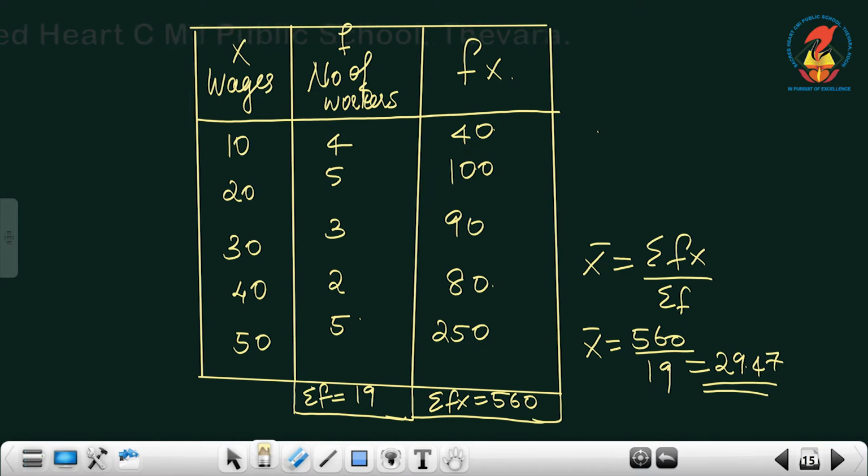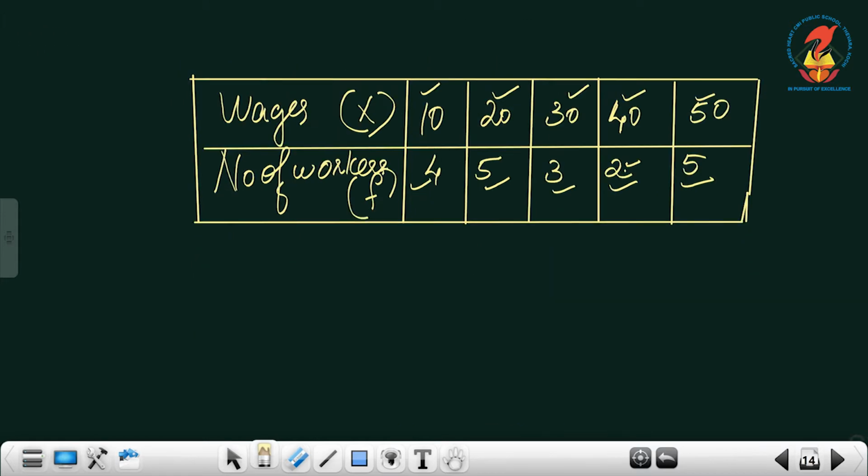Now, how to find out the x bar using the direct method in a discrete series? As we have discussed, the formula is x bar is equal to sigma fx by sigma f. Now, I have written the question, the data, the wages and number of workers here.